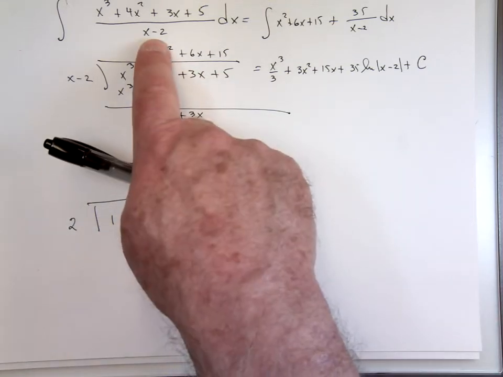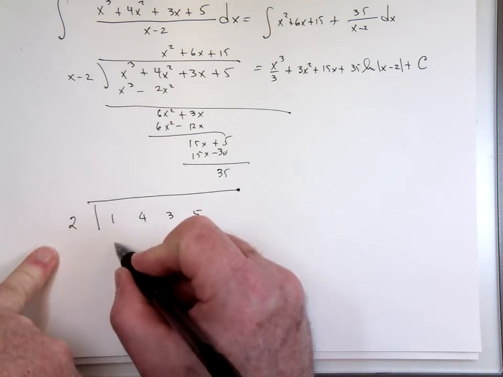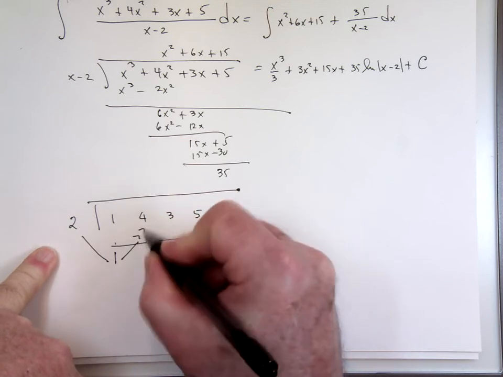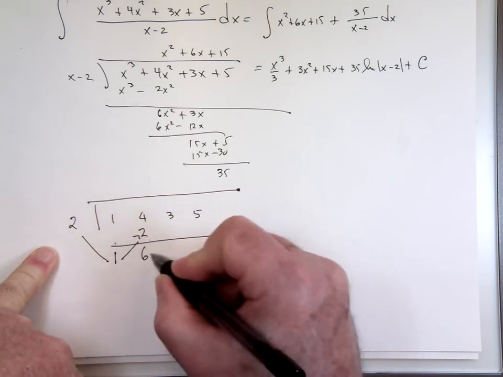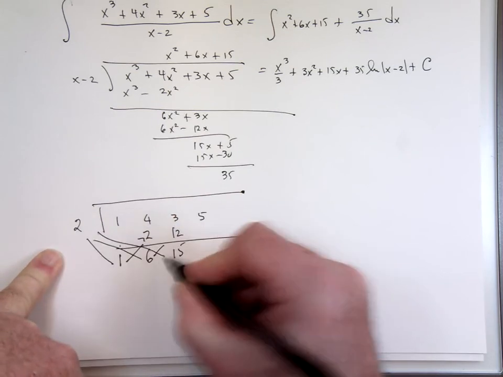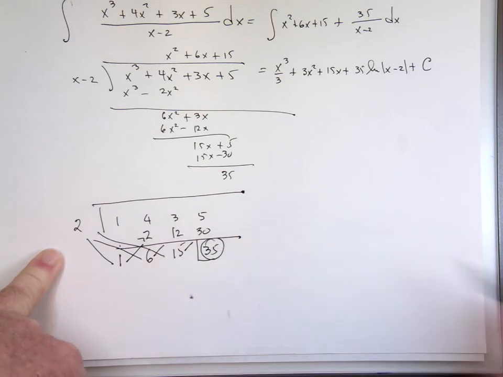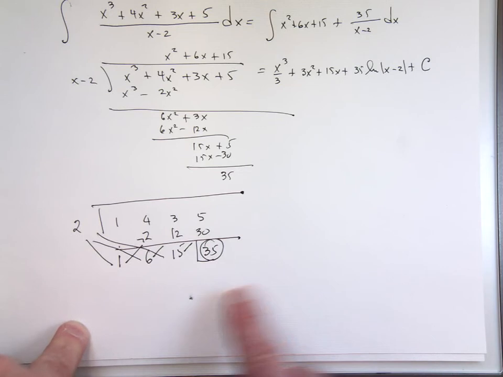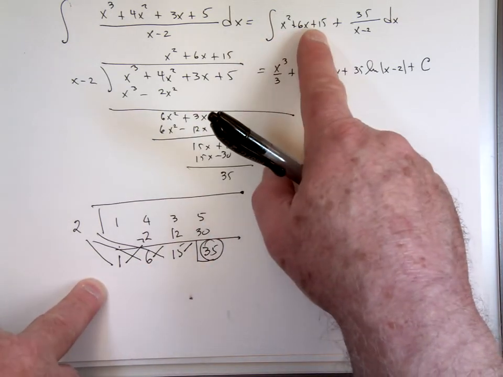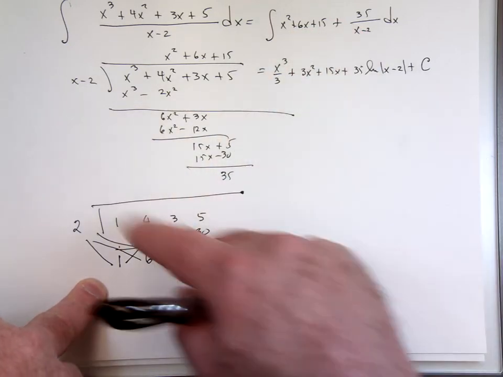You bring down the 1, multiply by 2, add, multiply, add, multiply, and add. Oh, we have the same number. Yeah, that's exactly what happens. You get a 1, a 6, and a 15. Those are the coefficients of the quotient, and the 35 is your remainder. So bring it down, multiply, add, multiply, add, multiply, add, and you're done.